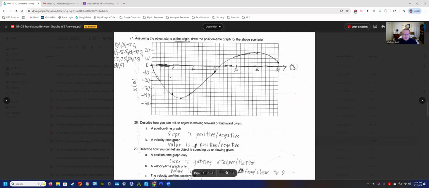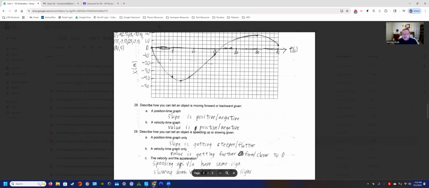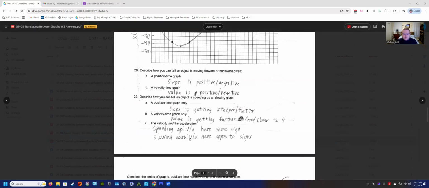How can you tell whether it's speeding up or slowing down from only a position time graph? We saw during the lab, if something's speeding up, the slope of the position time graph is getting steeper. And if it's slowing down, the slope of the position time graph is getting flatter. For velocity time graph, if the value is getting further from zero, then it's speeding up. And if the value is getting closer to zero, then it's slowing down. And if you have both the velocity and acceleration graphs, something is speeding up when velocity and acceleration have the same sign, and slowing down when velocity and acceleration have opposite signs.